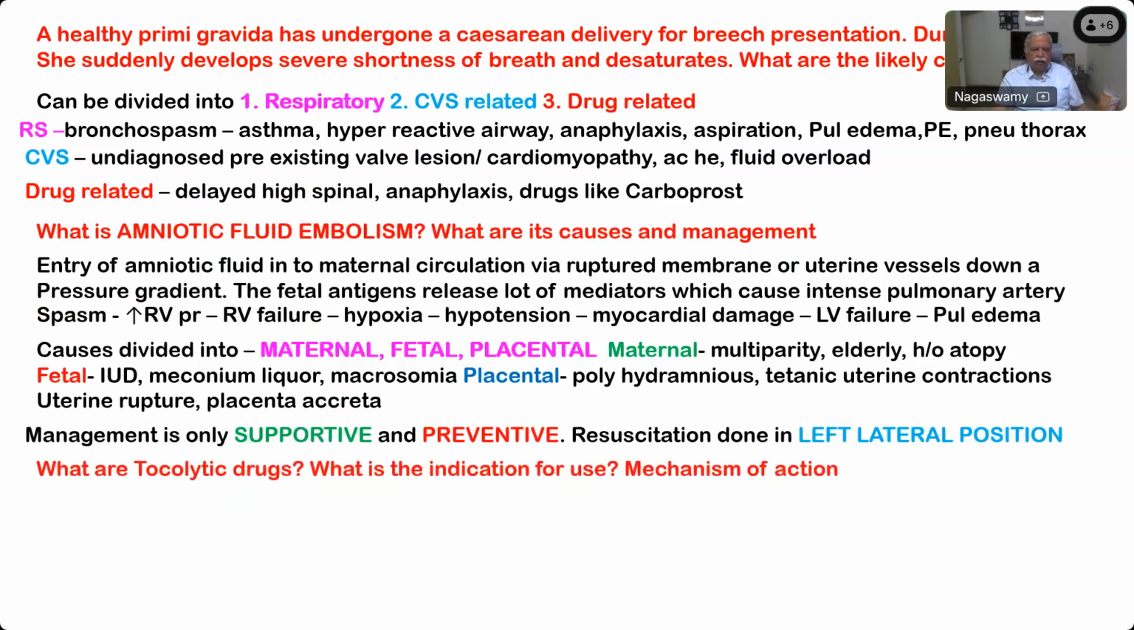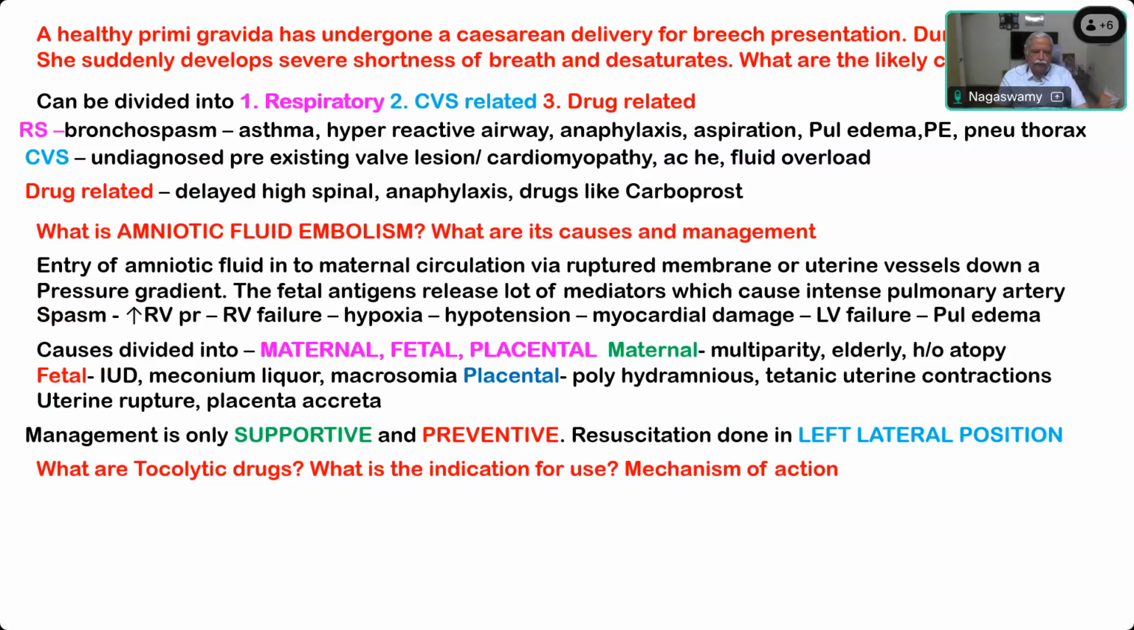What are tocolytic drugs and what is the indication for their use and their mechanism of action? Drugs which are given to reduce the uterine contractions so that they don't jeopardize the umbilical or placental blood flow, and they relax the uterus.